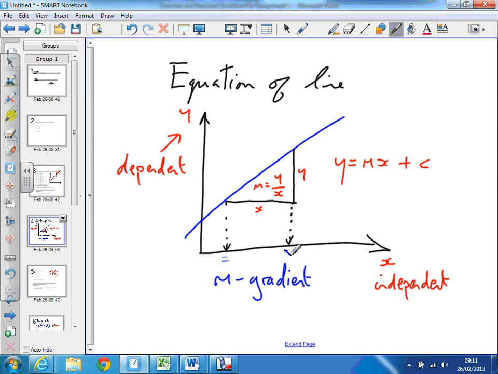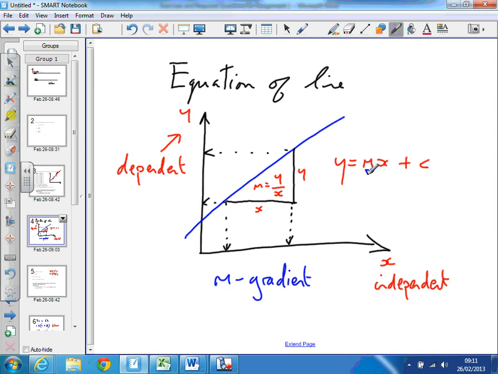So I read across from my scale to this value, and across from my scale to this value to get the distance y. Which is why you try and choose nice convenient points so you can easily read off what those values are and do the subtraction. Okay? So that gives us the gradient. That gives us this number here.